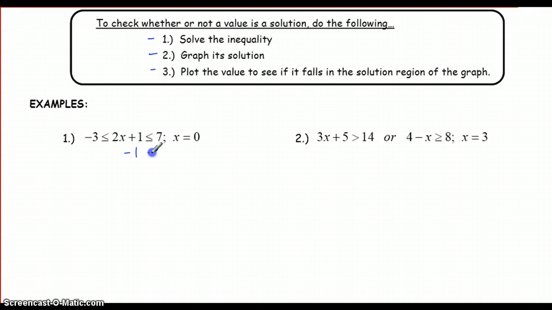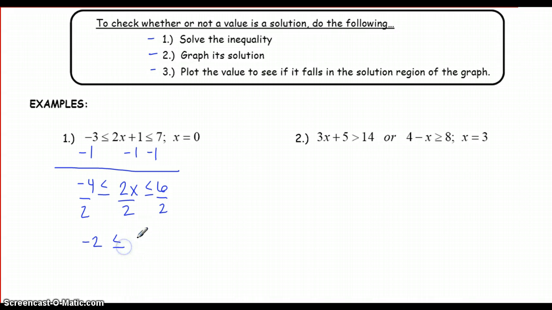We're going to subtract 1 from all 3 sides of our inequality. Negative 3 minus 1 is negative 4, which is less than or equal to 2x, which is less than or equal to 6. Continue by dividing everything by 2. And we're given that negative 2 is less than or equal to x, which is less than or equal to 3. So here is our solution.